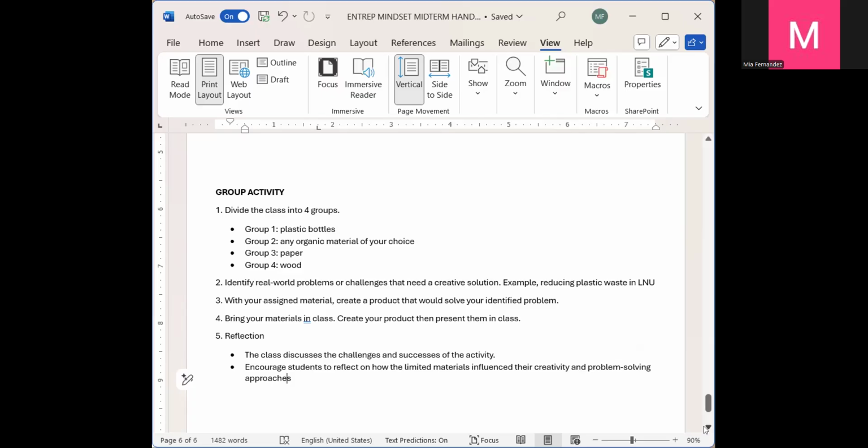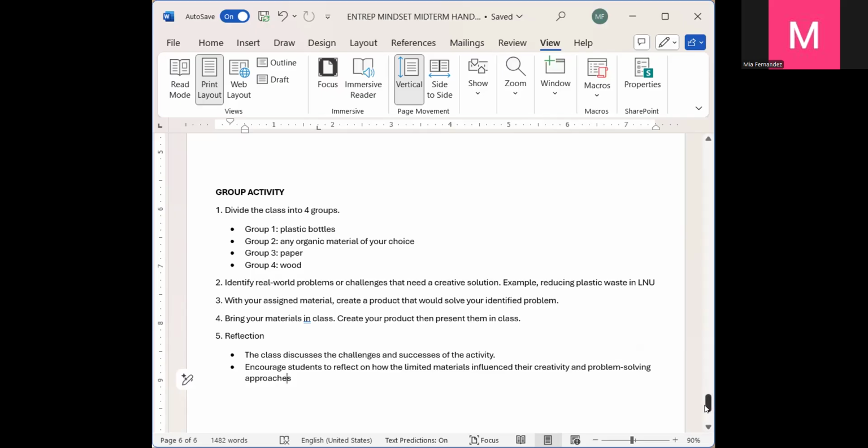Okay. But since you are only few in class, I might just assign two groups for each class. So depends. But let me just check on it. Okay. I'll just be posting on the Google Classroom.